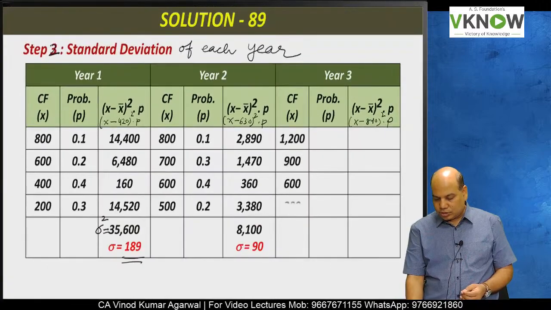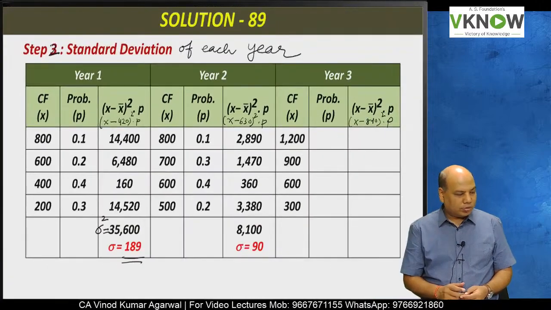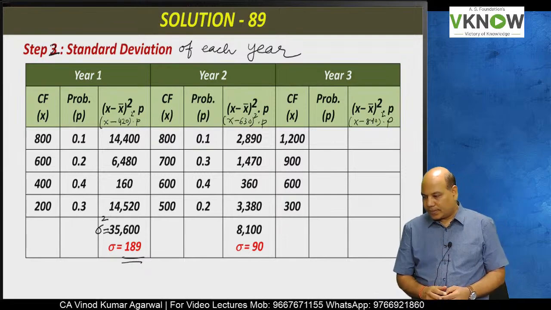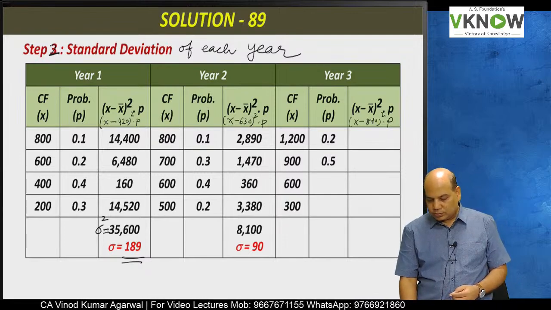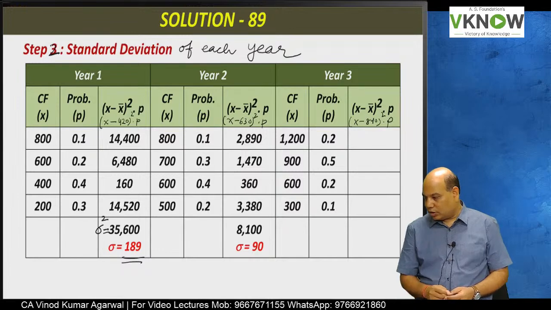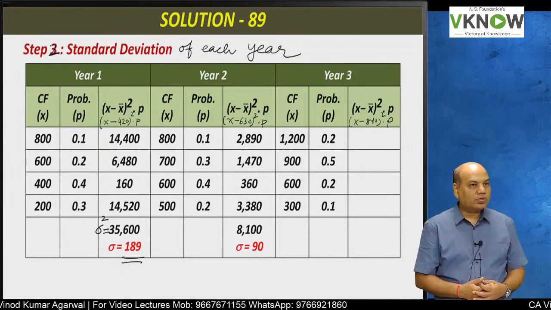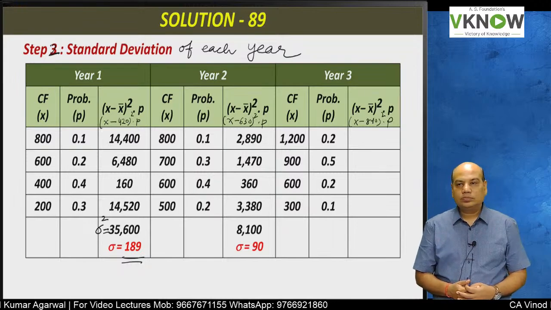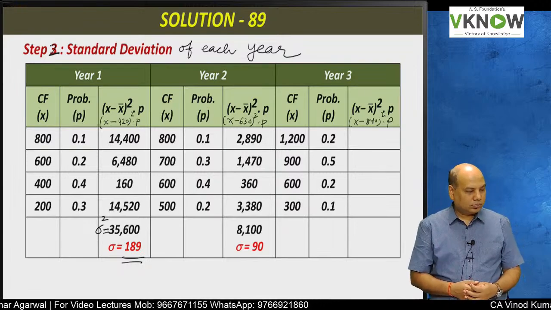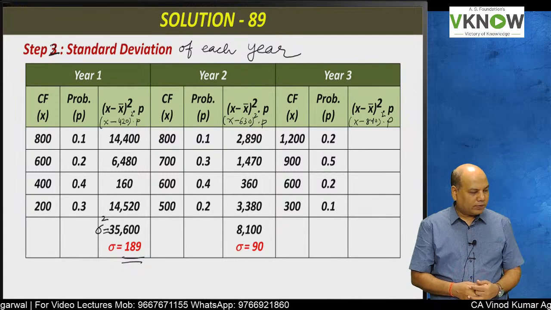Now we'll come to year 3. Cash flow column, probability column. Solve yourself. Third year, solve yourself.